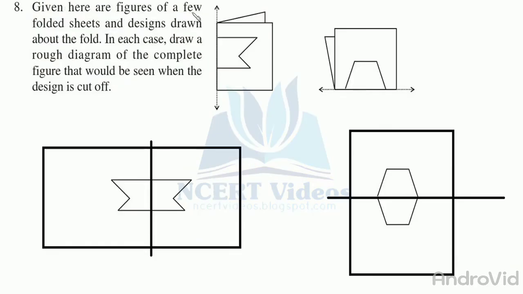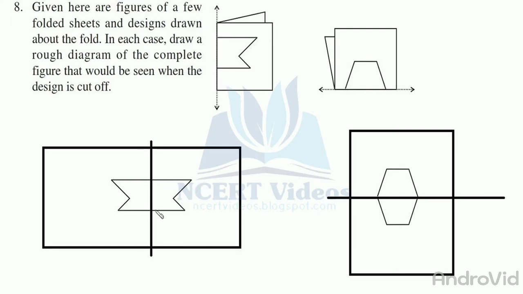8th. Given here are figures of a few folded sheets and designs drawn about the fold. So this is the paper, this has been folded and design has been made. In each case, draw a rough diagram. In every case, you have to draw a rough diagram to complete the figure that would be seen when the design is cut off. So you have to first make the design and you have to cut it with the help of scissors or any gadget for that purpose. When you open that, what kind of pattern you will get.